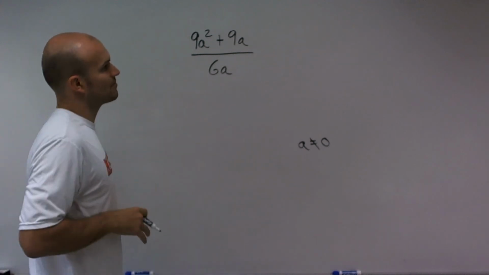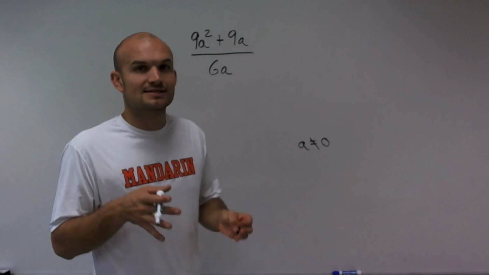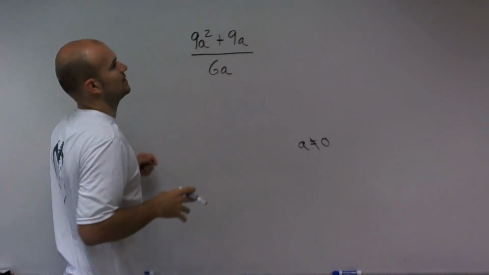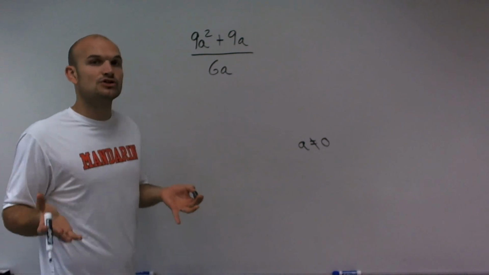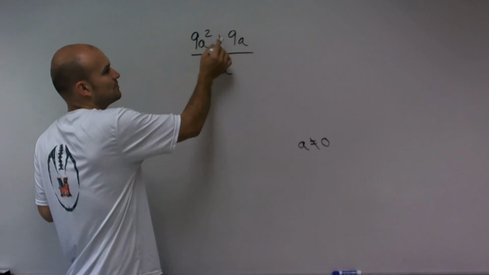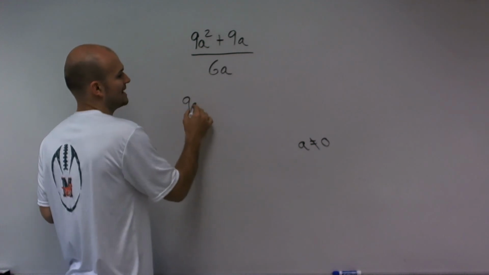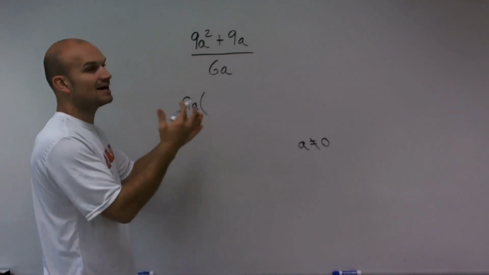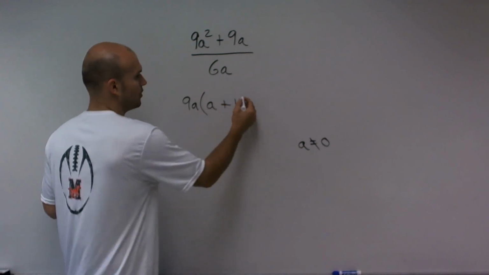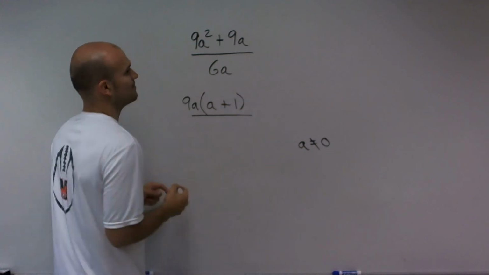To simplify this problem, I'm just going to work on the numerator and the denominator separately. On the numerator, I need to take a look at this and ask, what terms do these have in common? Well, the 9a squared and the 9a both have a 9a in common. So when I factor them out, what I'm left with is a plus 1, and then divided by 6a.